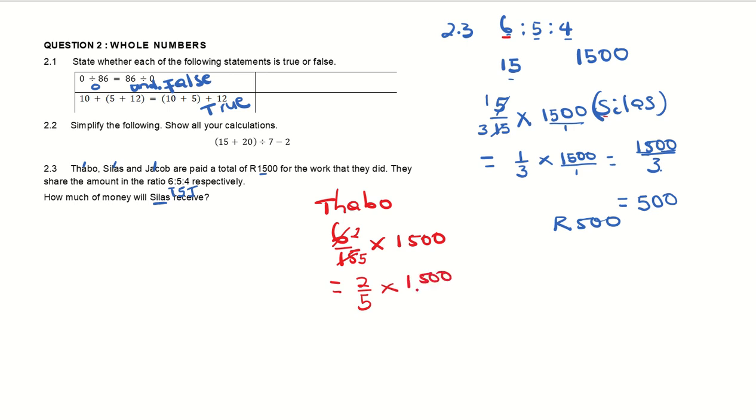This is 1,500. You can think of it as having 1 underneath. And you can do your normal multiplication. 2 multiplied by 1,500 is going to give you 3,000. And then you must divide by 5.